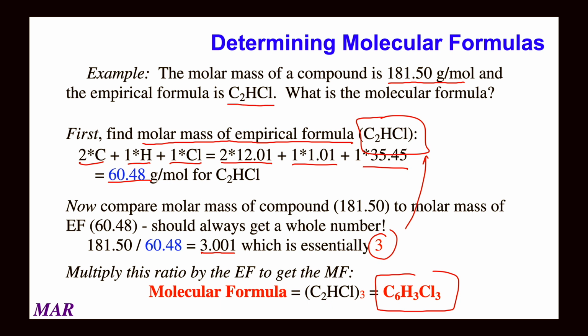So let's backtrack. We need the molar mass of the whole compound, and if we find the molar mass of the empirical formula, which is what we did right there, you can compare the molar mass of the whole compound to the molar mass of the empirical formula. And you should always get a whole number. And that whole number, you multiply it by the empirical formula to get that desired molecular formula. So C6H3Cl3 would be like the holy grail here. Pat yourselves on the back. Chemistry world, that's pretty cool.